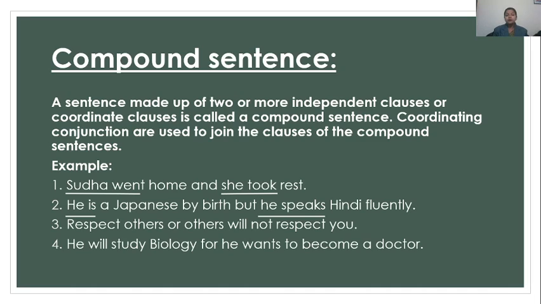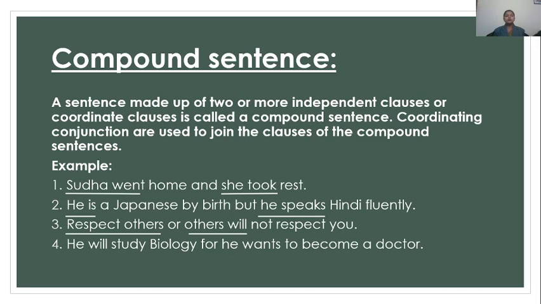Look at the third sentence. Respect others or others will not respect you. The first clause is respect others. In this, my subject is others and respect is my finite verb. The second clause is others will not respect you. Here others is my subject and will is my finite verb. Respect others, a simple imperative sentence. And the second is others will not respect you. This is also an independent clause. As both the clauses are independent, it is a compound sentence.